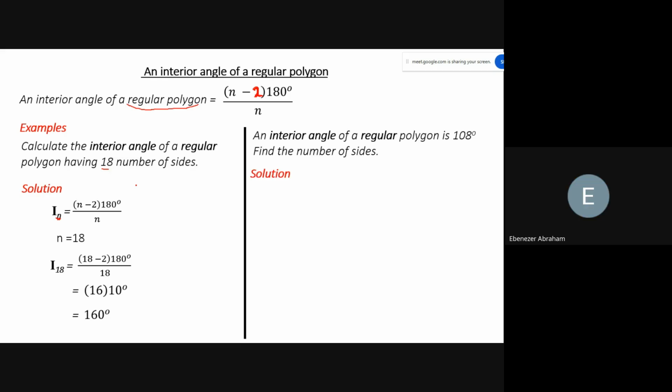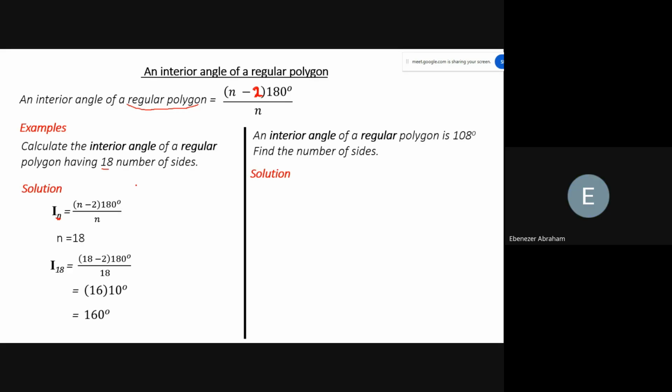Can I go ahead? Yes, sir. Now let's look at this question. Read. An interior angle of a regular polygon is 108 degrees. Find the number of sides.